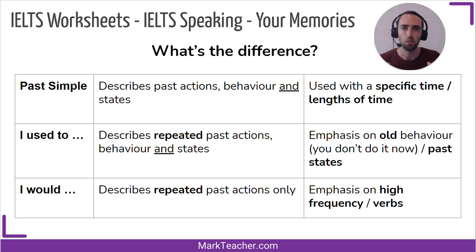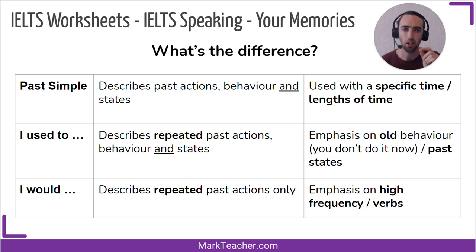Many students ask me what's the difference between the past simple, I used to, and I would. So I've created a table which explains the rules. First, the past simple. The past simple is used to describe past actions, behavior, and states. You can describe past behavior like I ate, I played tennis, I swam for a swimming team, and you can describe past states such as I was a teacher for many years, or I worked in IT for a long time.